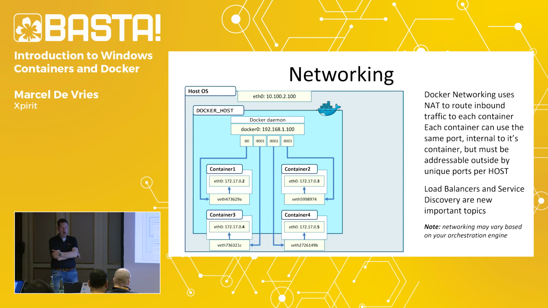Now the next step is, how do we do networking? Because it's nice to have all these isolated processes, but normally to make something useful, we need to have some form of communication going on. Now the primary way of communicating between containers is actually networking.